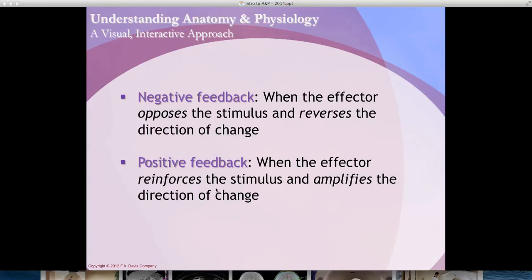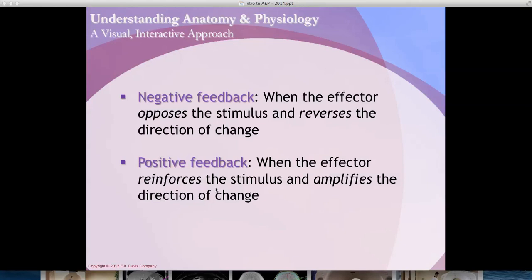Negative feedback is when the effector opposes the stimulus and reverses the direction of change, versus positive feedback, which is when the effector reinforces the stimulus and amplifies the direction of change. There are a couple of different examples of this, but most often we're going to be talking about negative feedback. It's the more common type of homeostatic regulation. Positive feedback isn't very common.